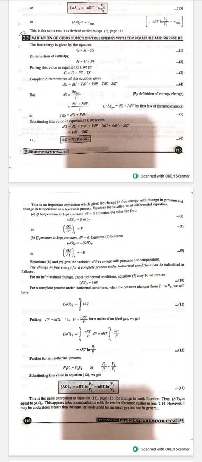The equation is a total differential equation. If the temperature is kept constant, dT is equal to 0, and equation 6 becomes dG at constant T is equal to V dP at constant T, or dG upon dP at constant T is equal to V. If pressure is kept constant, dP is equal to 0, and equation 6 becomes dG at constant P is equal to minus S dT at constant P, so dG upon dT at constant P is equal to minus S.